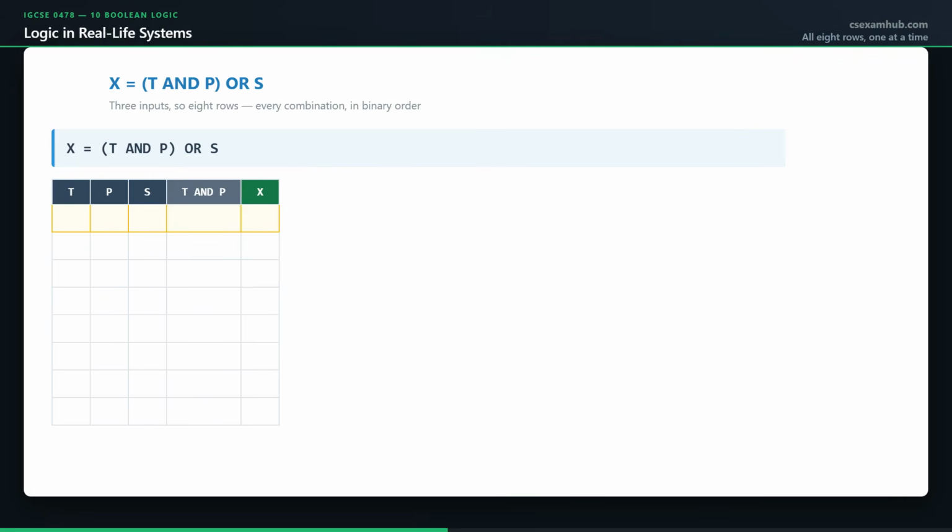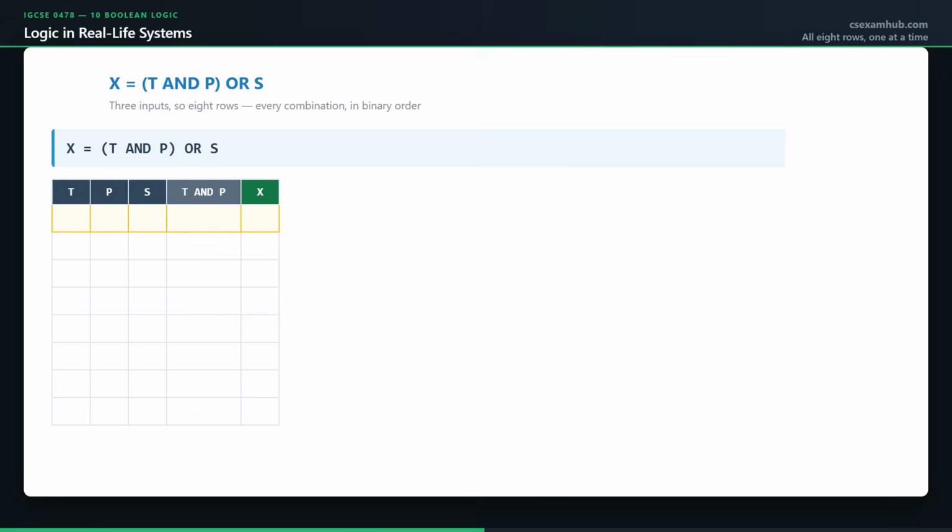3 inputs means 2 to the power 3, which is 8 rows. Not 4, not however many seem interesting. 8 every time. I will work down them in binary counting order, and I have added a middle column for T and P so you can see the two stages separately.